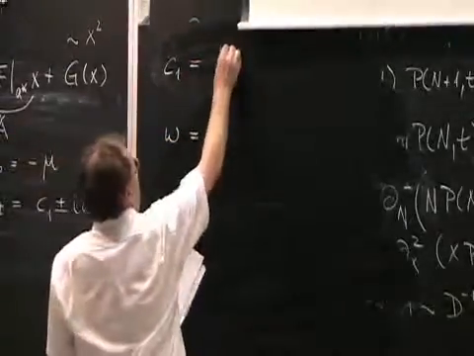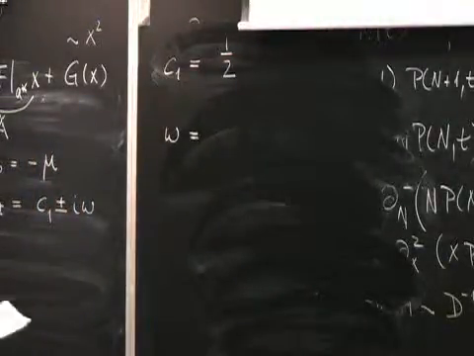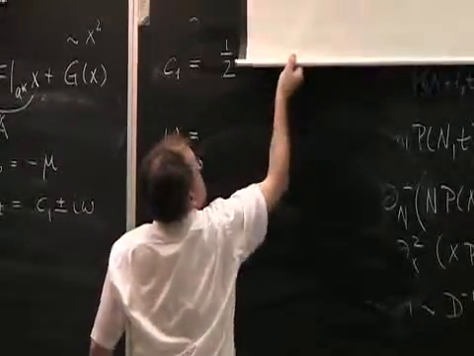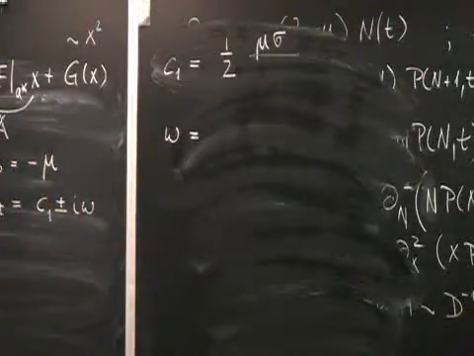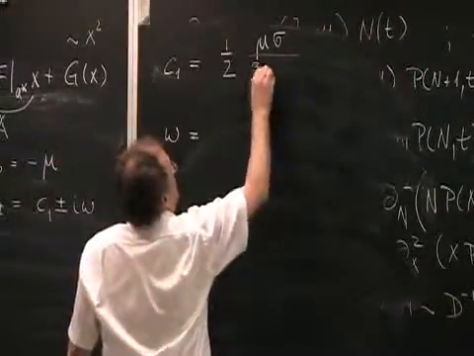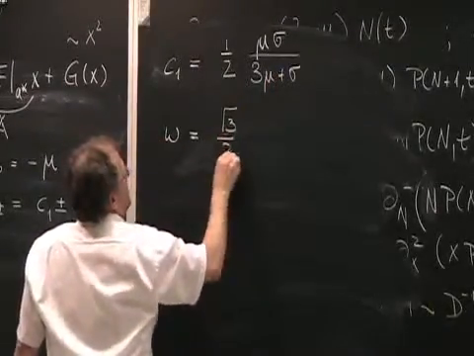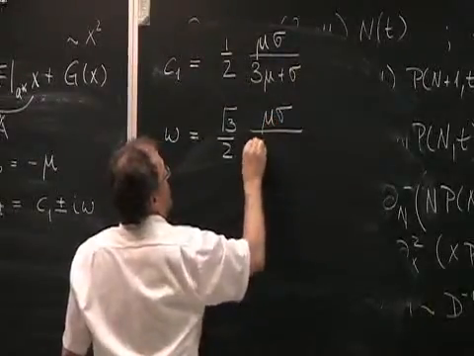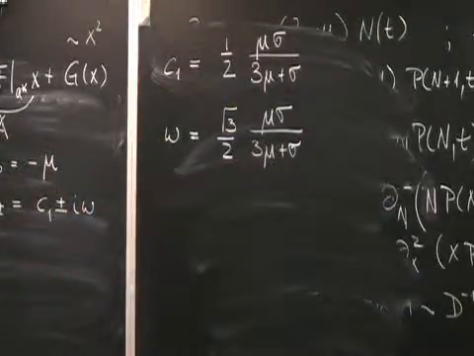And in order for you to have some kind of intuition about what those numbers are, C1 is mu times sigma divided by 3 times birth rate plus selection rate, and omega is square root 3 over 2, the same expression, birth rate times selection rate divided by 3 times birth rate plus selection rate.